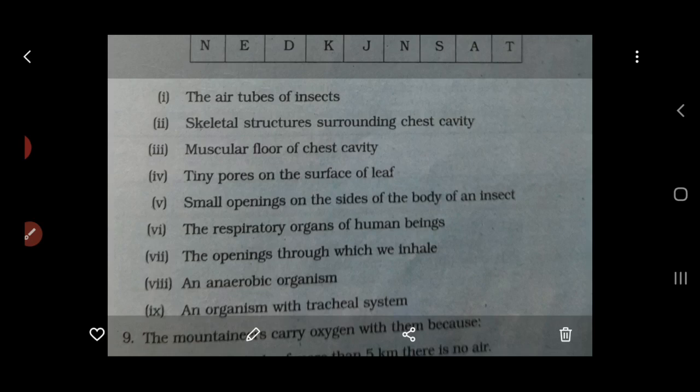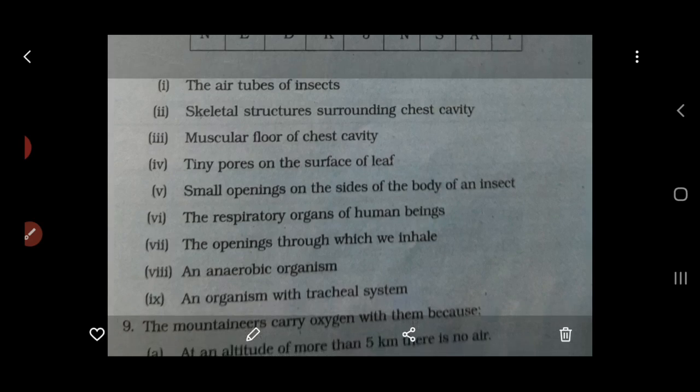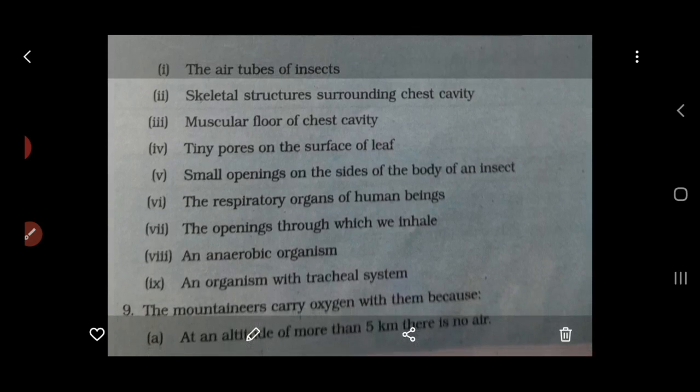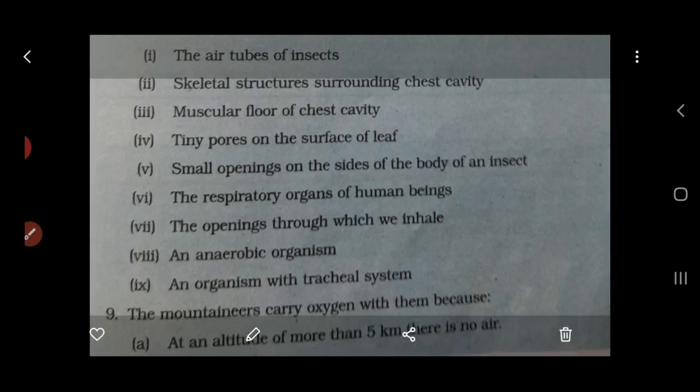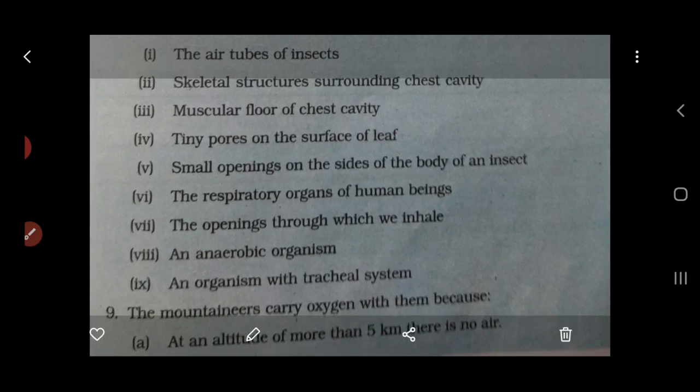Fifth question, small openings on the sides of the body of an insect. So what is that opening called? That is the fifth question. Sixth question, the respiratory organ of human beings. So we have the pair of organs. So find out that organ. Seventh question, the opening through which we inhale. So inhale, it is done with the starting part. So that is named as the seventh question.